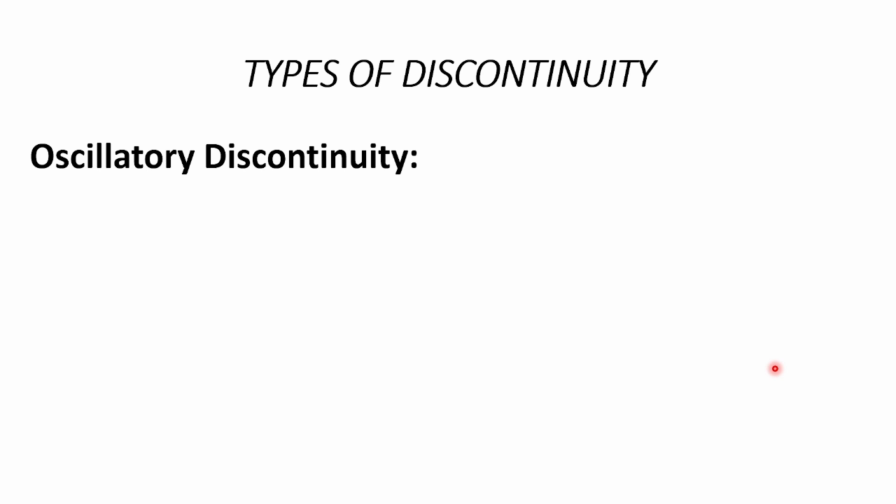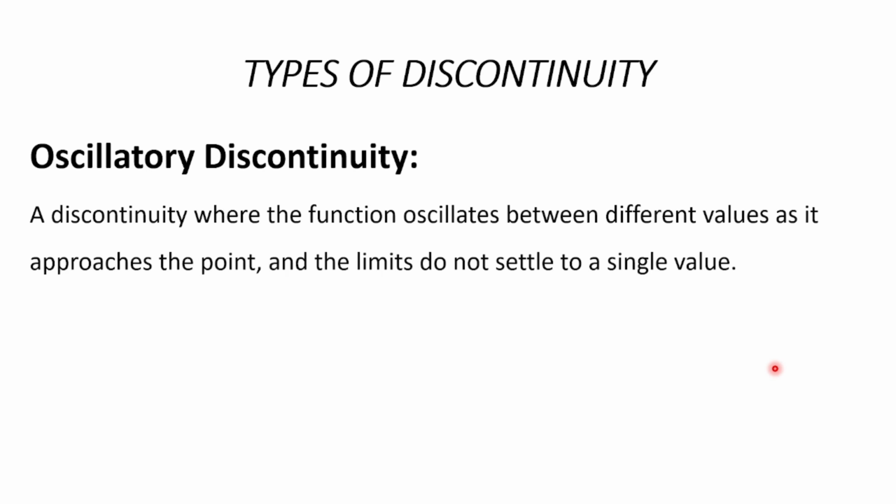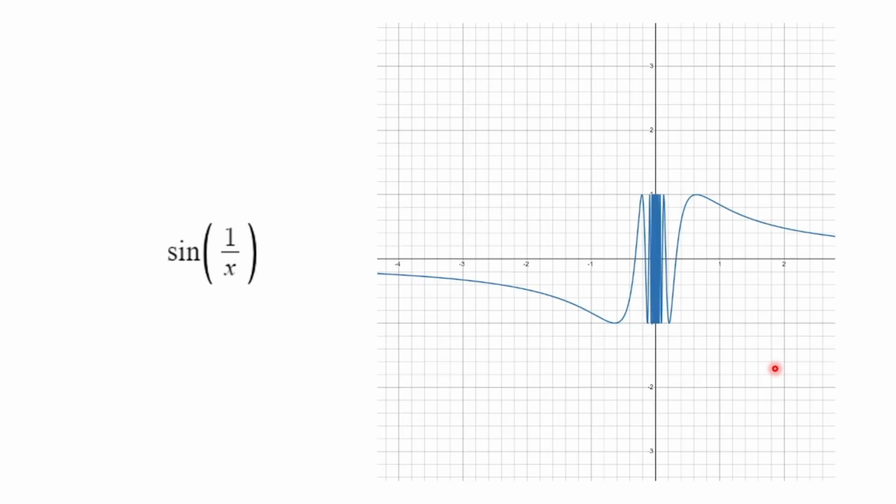This is the last type of discontinuity, which is oscillatory discontinuity. Let us look at the definition. A discontinuity where the function oscillates between different values as it approaches the point, and the limit does not settle to a single value. Now we are going to take the famous example of sine 1 by x. This is a type of discontinuity where, when x is approaching 0, the value oscillates between minus 1 and 1. Now let us look at the graph of the function.